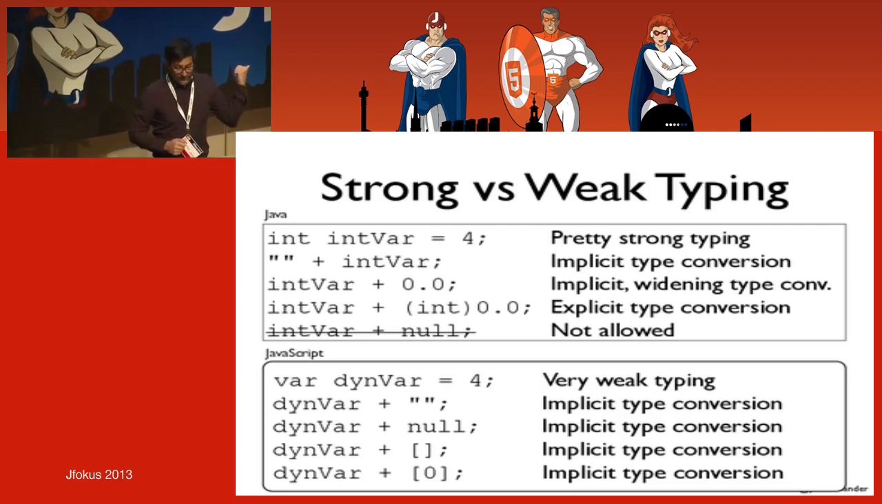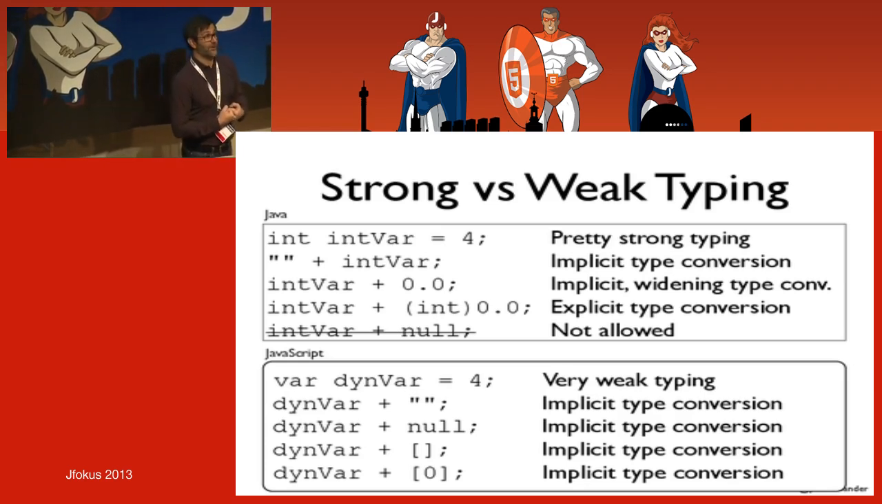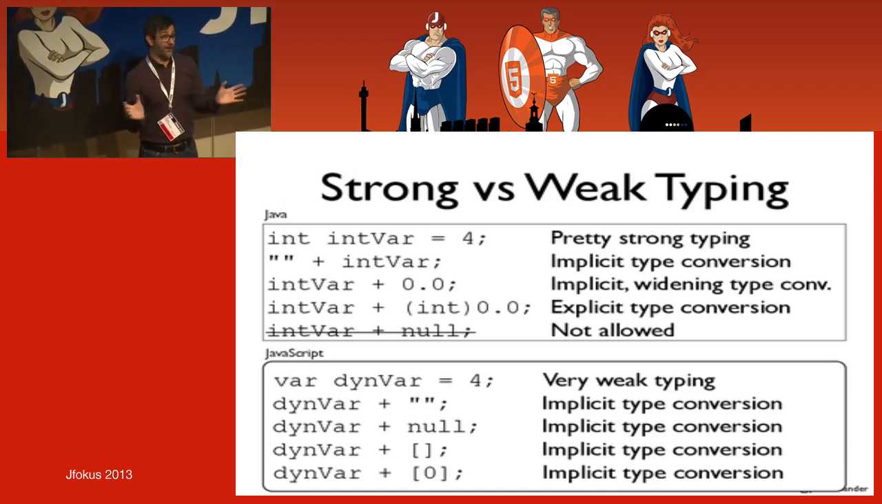We can also have what's called implicit widening type conversions. So if we add an int to a float or a double, we will get a double back. So we're widening the scope of that variable. And we, of course, have explicit type conversion, where you as a programmer need to tell the compiler, I want to do a type conversion here. So that's the int in parentheses. But some kinds of operations, for instance, adding null to an int, are not allowed. So that's where the strong typing system in Java kicks in and says, this is not a valid statement, I cannot figure out the type of this.